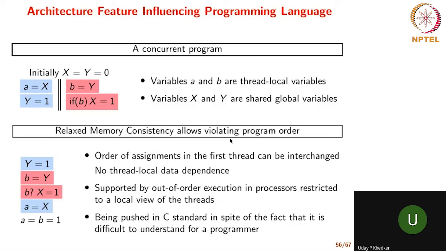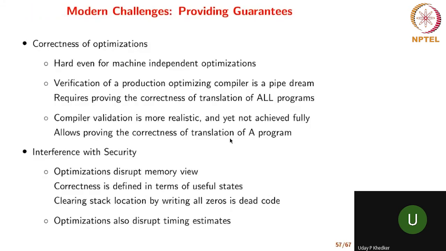If you say everything is possible, then everything is correct by default. But does it correspond to the thing that a programmer had in mind? So if a programmer has a certain result in mind, how can we guarantee that a compiler preserves the semantics of that? So verification of a production optimizing compiler is a pipe dream, and I have a couple of slides on this. It requires proving the correctness of translation of all programs.